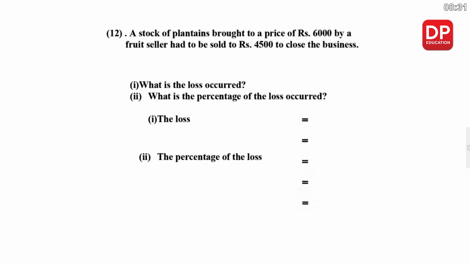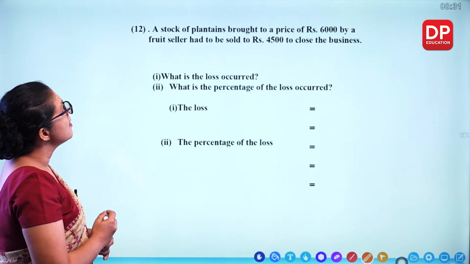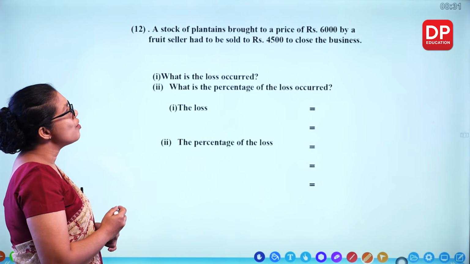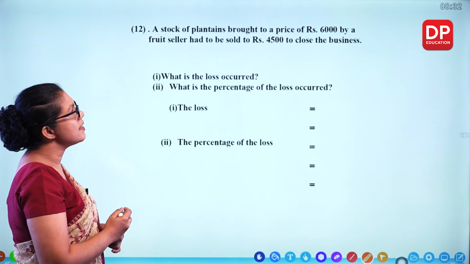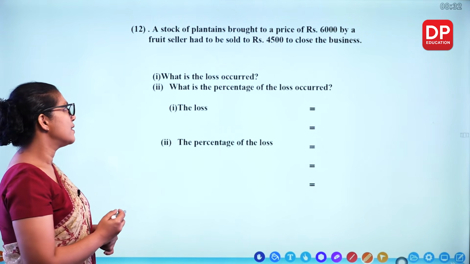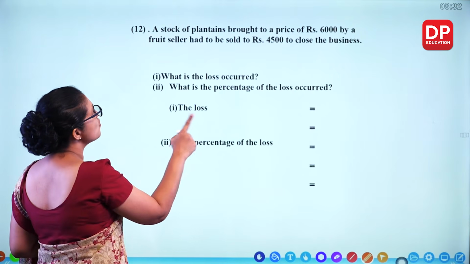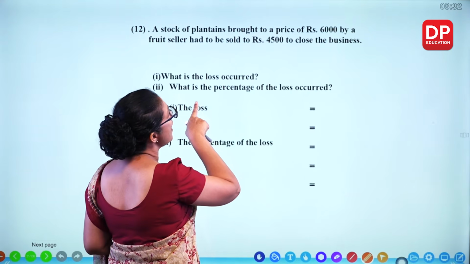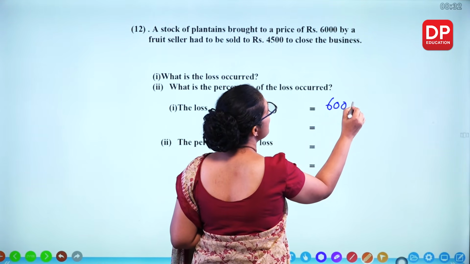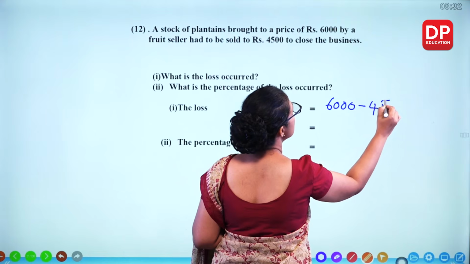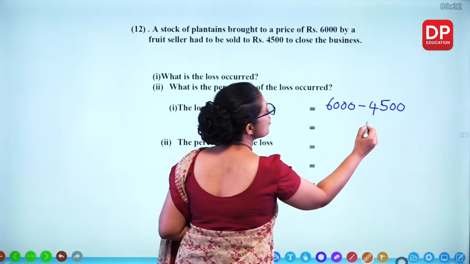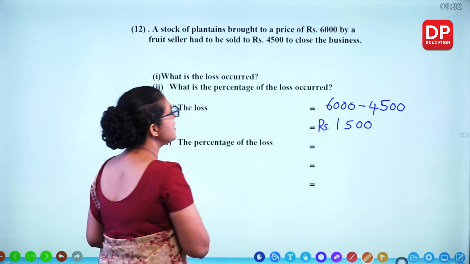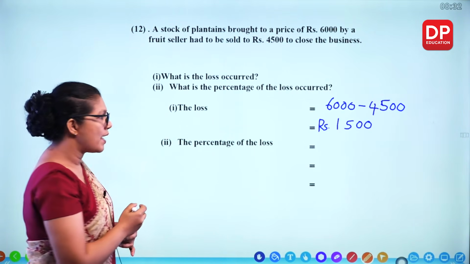Now look at this question. A stock of plantains bought at a price of 6,000 by a fruit seller had to be sold for 4,500 to close the business. What is the loss occurred? So loss is the difference between the selling price and the buying price. The buying price is more. 6,000 minus 4,500. So you get 1,500 rupees loss.